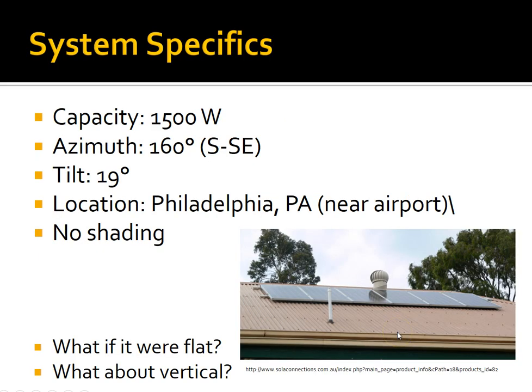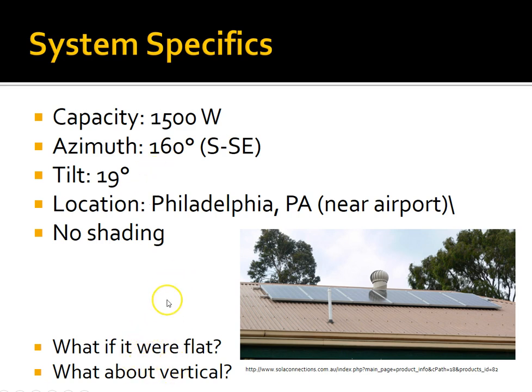So here's an array. It's a 1500 watt array. You can see I'm faced at southeast and my tilt is 19 degrees. If I'm in Philadelphia, Pennsylvania, which has a 40-degree latitude, my ideal tilt would be around 40 degrees, and obviously I'm in the northern hemisphere here, so I should be 180 degrees south. So I don't have my optimal tilt and azimuth, and what I'm going to determine here is how much this tilt and orientation will compromise my output.